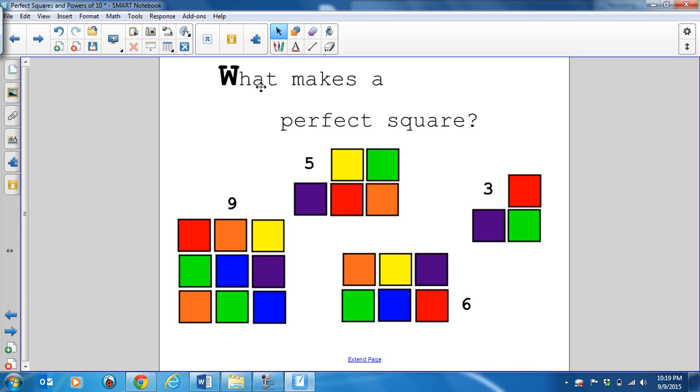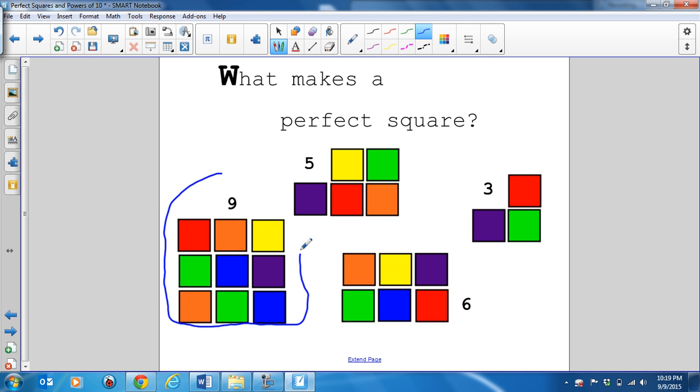I want you to think about what you know about a square. Hopefully you know that a square has 4 sides, and that a square has all equal sides. Now looking at these pictures, decide which one would be considered a perfect square. Just take a moment to think about that. Hopefully you chose this one. This one has all equal sides. There's 1, 2, 3 squares this way, 1, 2, 3 squares that way, as well as this side and this side. It is the only one that has all equal sides.